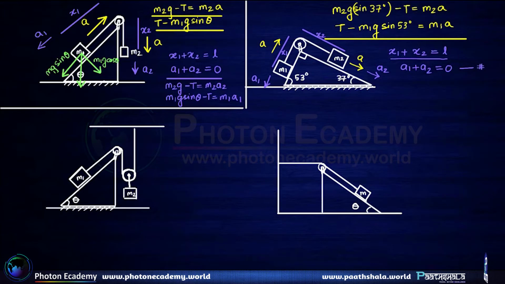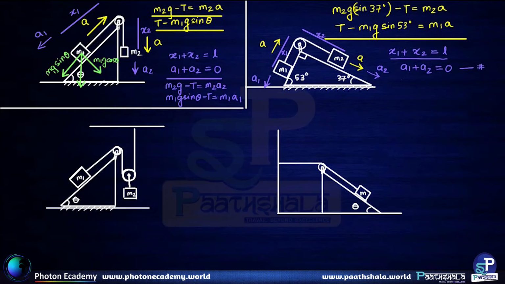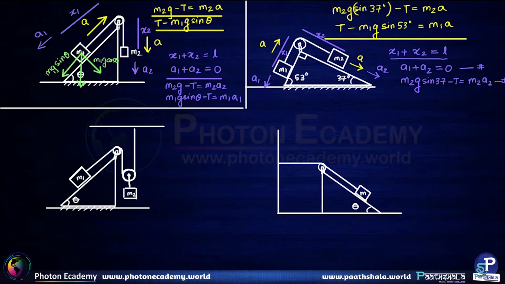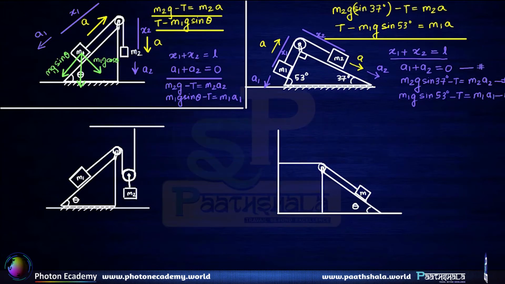So for the next equation, we can write down m2g sine 37 minus t is equal to m2 a2. This is the second equation, and m1g sine 53 minus t is equal to m1 a1. So using these three equations also we can solve this particular system.